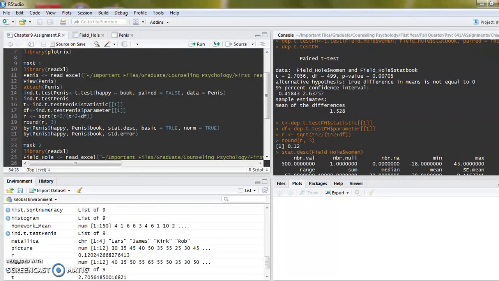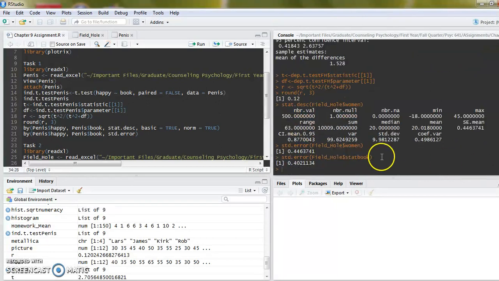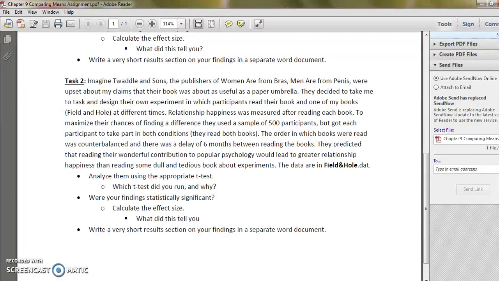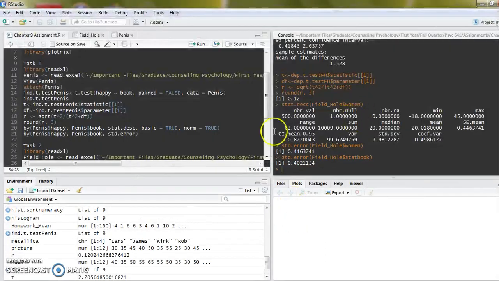So yeah, that's pretty much it. Did they actually report anything else? Nope. Alright, and that's pretty much it for the homework.